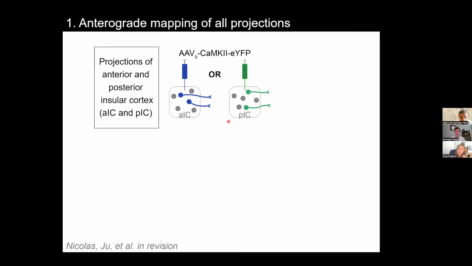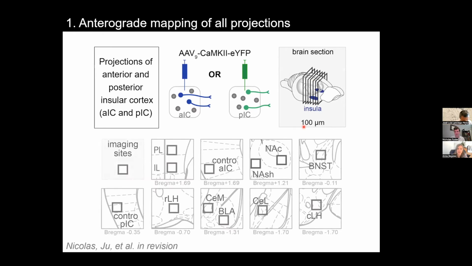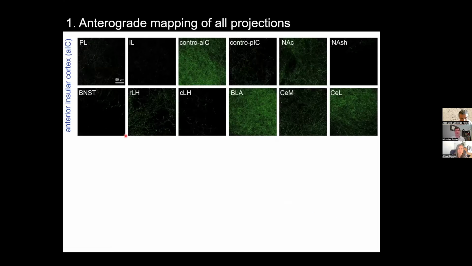So for this experiment, we injected AAV of serotype 9, carrying the gene coding for EYFP under the control of the CAMK2 promoter, which will lead to expression in glutamatergic excitatory neurons. Then 3 to 4 weeks after injection, we extract and section the brain in 100 micron slices, and then image target regions. In this case, we chose 12 target regions using a confocal microscope. So here you have the example of these 12 regions for the injection into the anterior insular cortex.